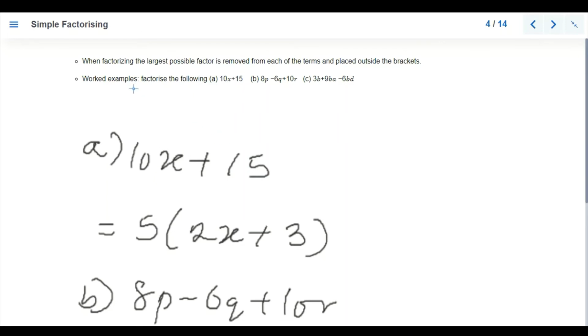So we have 5. After we have 5, what else is left here? We have 2x, because let's look at it. 5 times 2x will give us 10x. Now, 5 in 15 will give us what? 3. So we have 3 left here.